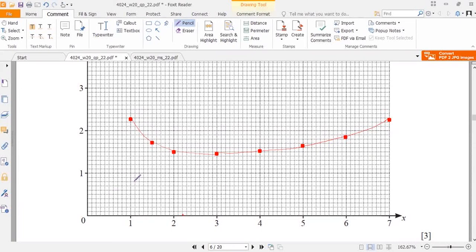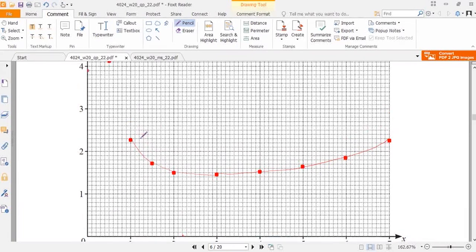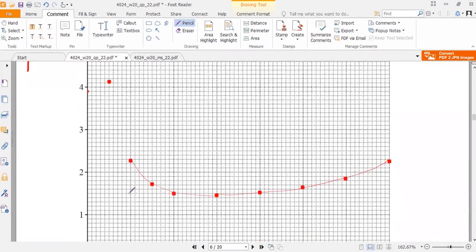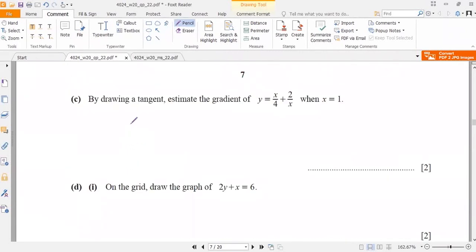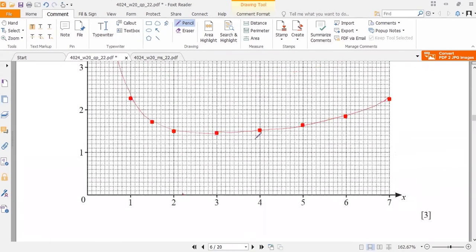So this is the line of graph. Okay, and this point is also here. Come to part B, part C. By drawing a tangent, estimate the gradient. Now we need to estimate the gradient at x equals 1. So this is the point x equals 1 and we need to draw the gradient.